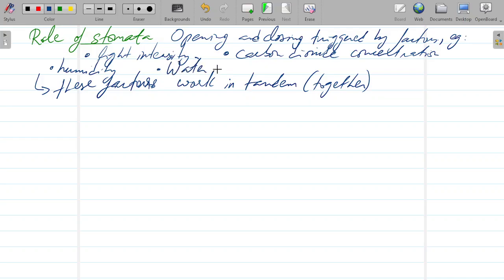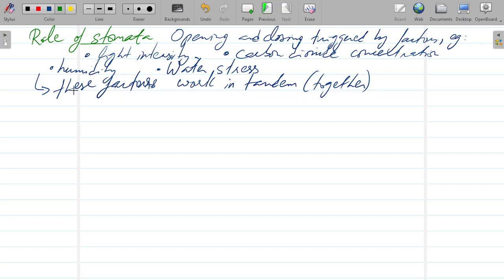Too much water loss is called water stress. Something to note. So if there's a condition of water stress for the plant, the stomata will close. Clear? Yes, no, maybe?